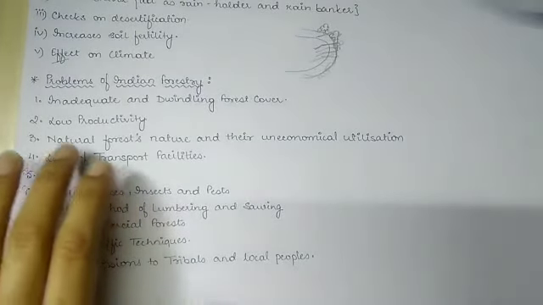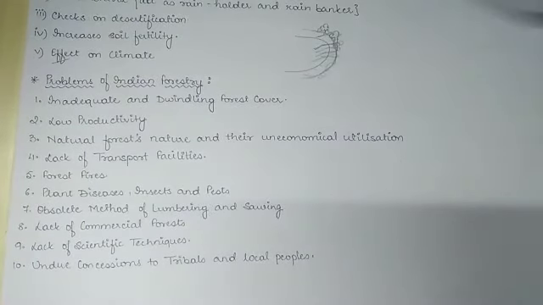The next is low productivity. Indian forests produce low as compared to other countries. For example, the annual productivity of Indian forest is only 0.5 cubic meter per hectare, while in countries like USA, their forest product is 1.25 cubic meter per hectare. In Japan we have 1.8 and in France we have 3.9. So in comparison we have very low productivity of forest.